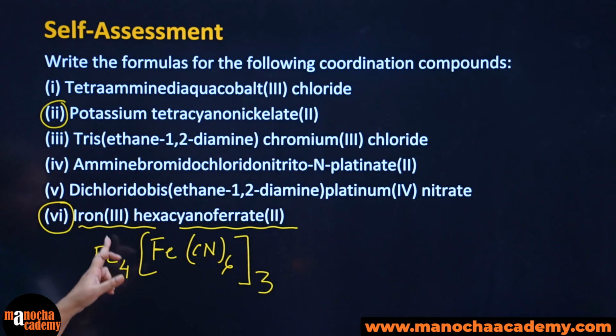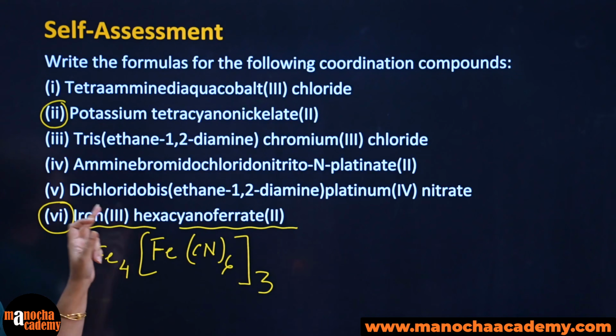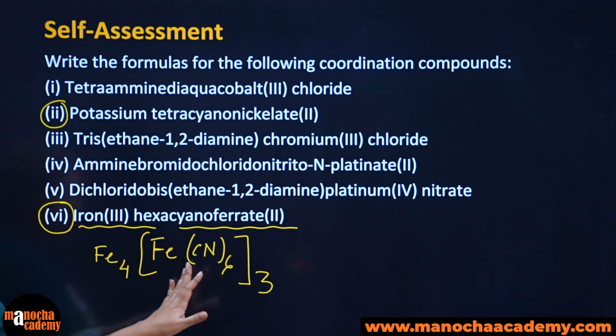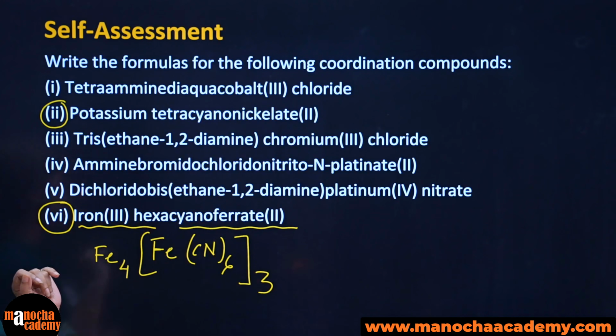So now you see why this oxidation number is mentioned. Because otherwise you will not be able to find out how many counter ions are present. We have to equalize the cationic charge and anionic charge. This becomes 4 into 3, 12, and this was minus 4, so 4 into 3, 12.